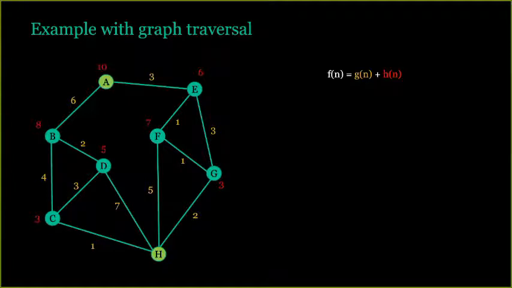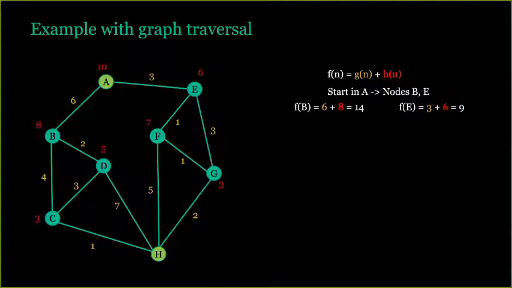As we mentioned, we are starting at node A and trying to get to the end node. Node A has two child nodes, B and E, and we are finding the f value for these two nodes. So f of B equals 6 plus 8, which equals 14. For better understanding, 6 is the cost of traveling from A to B, and 8 is the cost of traveling from B to H.